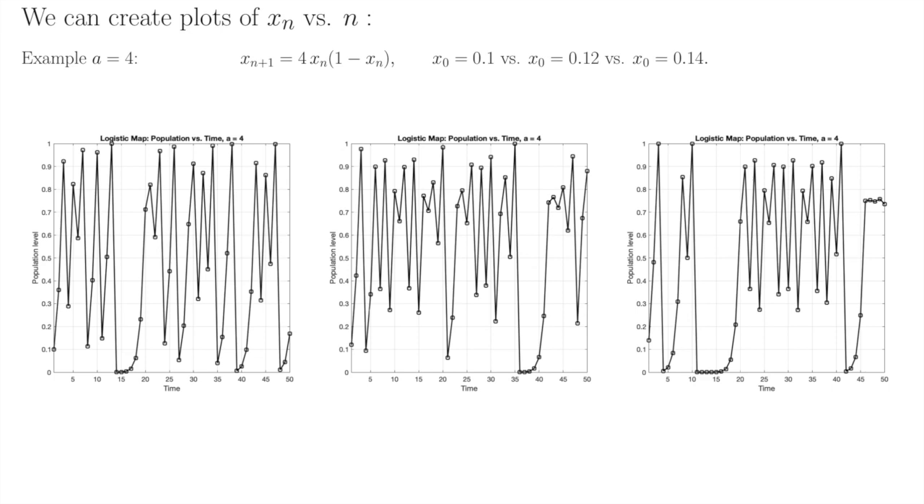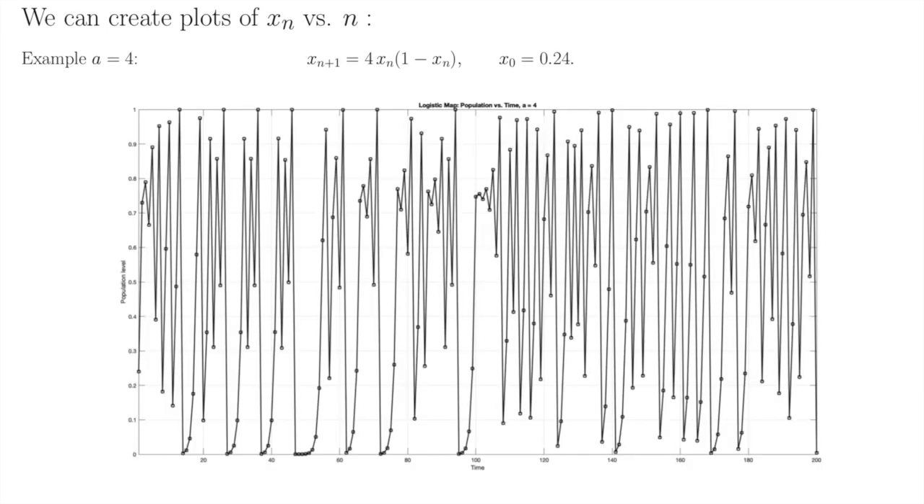Let's look at one more graph. Here the parameter is still set to 4. I changed the seed to 0.24 just for a little variety, but the main difference here is that the time goes from 0 to 200. Once again, we see features that this graph has in common with the other graphs that we've seen for the parameter value of 4, like those moments when it's close to 0 and then it slowly starts to recover.